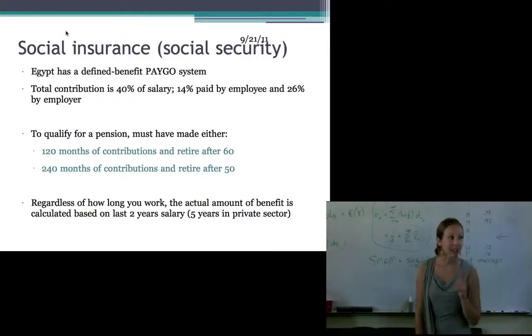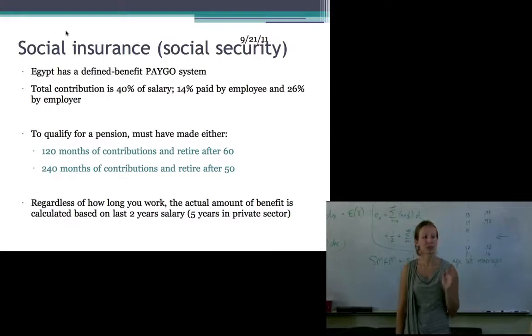To qualify for a pension, this is really convoluted. It took me a long time to figure it out. You have to have made 120 months of contributions and retire after age 60, so 10 years, or 2 years worth of contributions and retire after age 50. However, once you have 20 years, yeah, and retire after 50. There are a couple of ways you can retire early and have your benefit reduced, but I don't understand them.